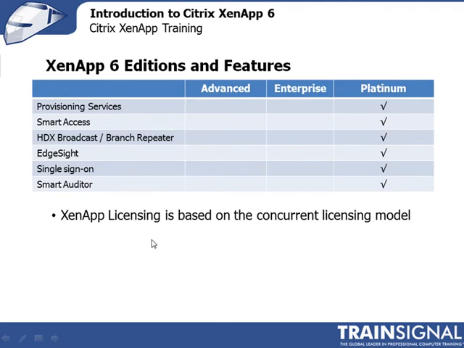Now, it's important to know that the XenApp licensing model is based on concurrent licenses. So it's not based on per device or per user or per named user. If you have a pool of 100 licenses, 1,000 users can connect to these 100 licenses, but only 100 users at a time. So again, it's based off of a pool of licenses that can concurrently be used. Once a user is done with a license, they can return it back to the pool and someone else can log in and use that.